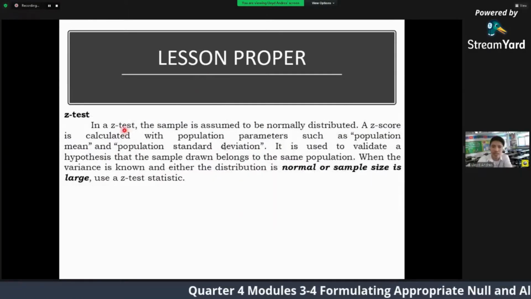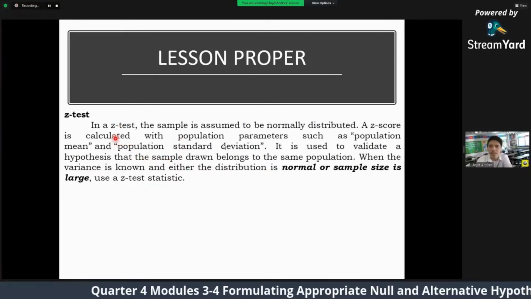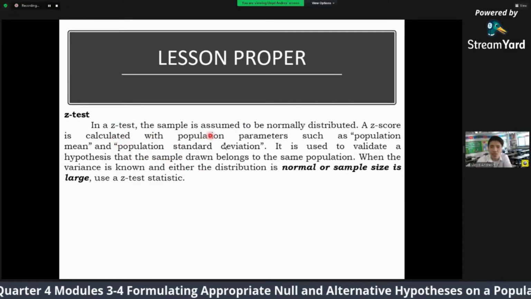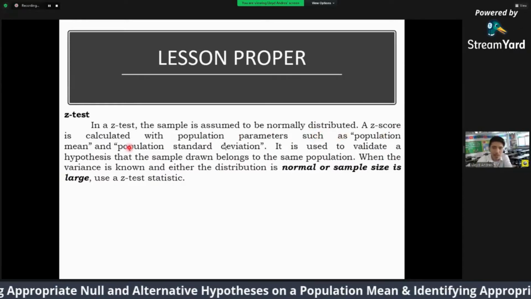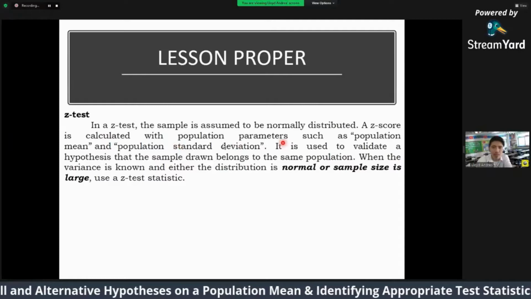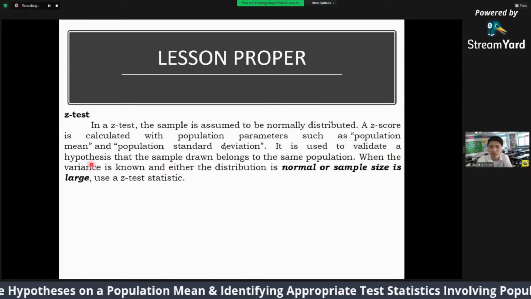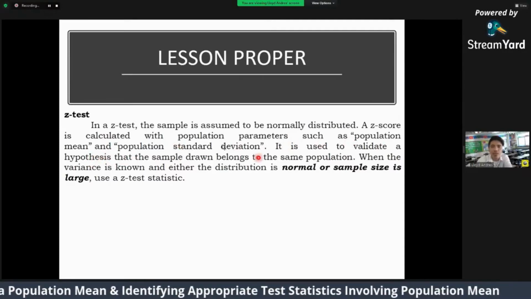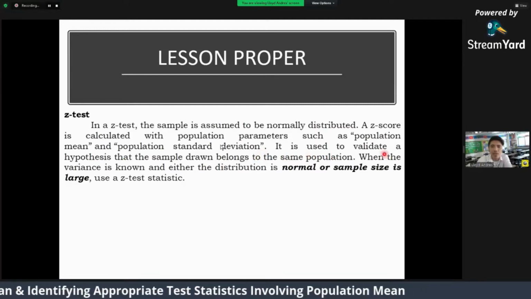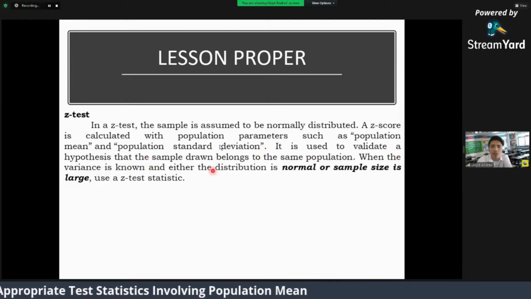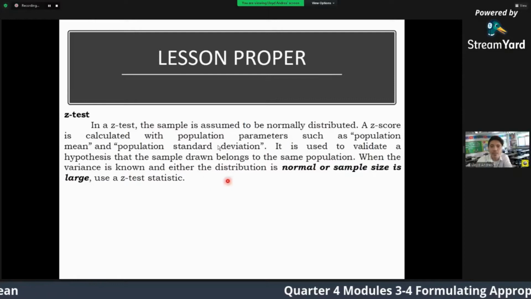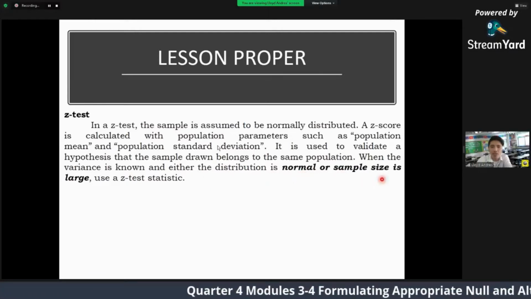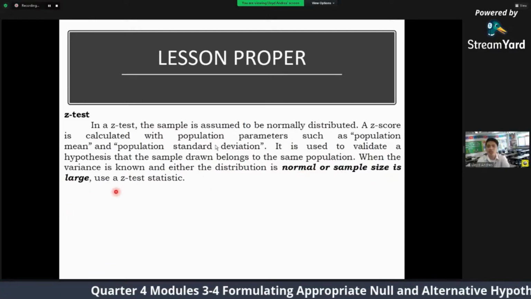So z-test. In a z-test, the sample is assumed to be normally distributed. A z-score is calculated with population parameters such as population mean and the population standard deviation. It is used to validate the hypothesis that the sample drawn belongs to the same population. When the variance is known and either the distribution is normal or the sample size is large, use z-statistic.